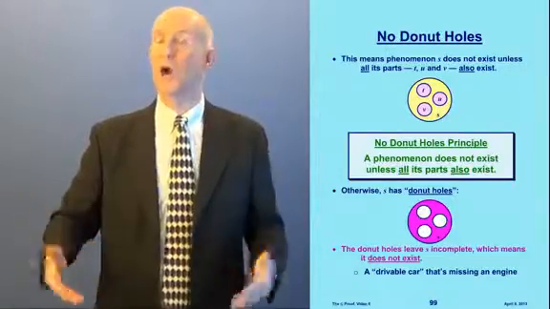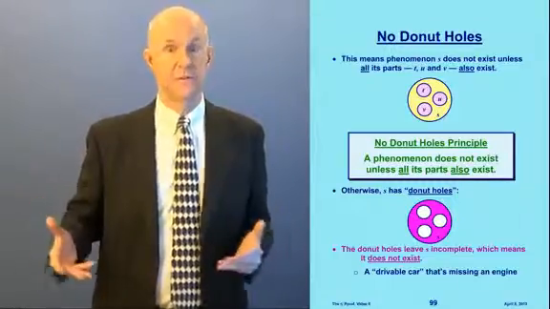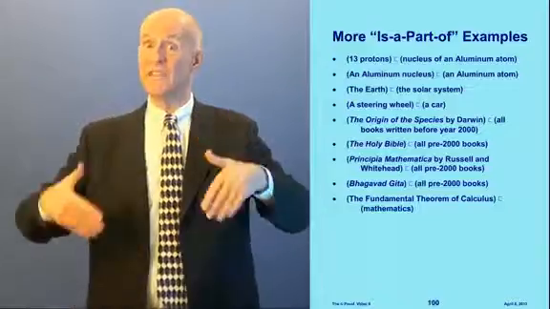It's like a drivable car. Oh, here's my car. It's a drivable car. It doesn't have an engine. The engine's not there, but it's drivable. Oh, yeah, right. Okay. Some more examples of is a part of.